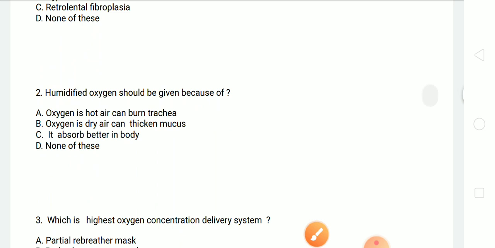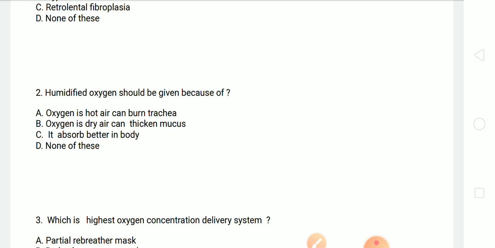Question number 2. Humidified oxygen should be given because of. Friends, in this question the reason for humidified oxygen is asked. Option A, oxygen is hot air and can burn the trachea. Option B, oxygen is dry air and can thicken mucus. Option C, it absorbs better in the body. Option D, none of these.